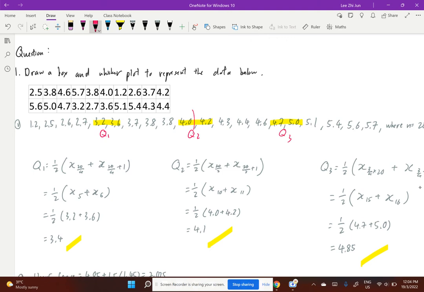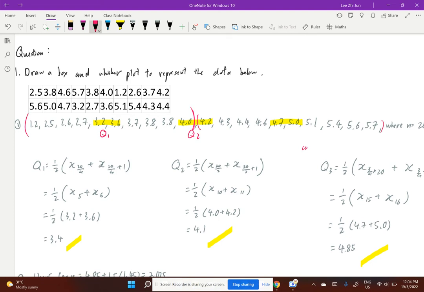Because the middle, you see, here had 10 numbers, here had 10 numbers. So the 5th and 6th values are summed up together and divided by 2. So this is how to find the Q1 and Q3.